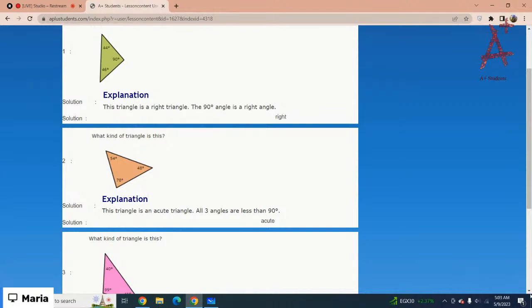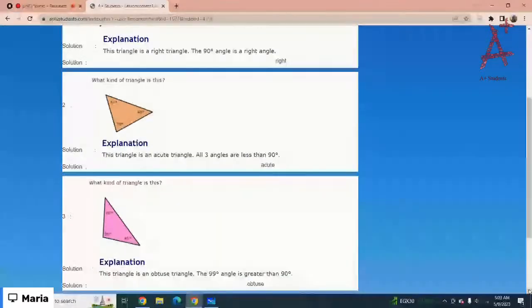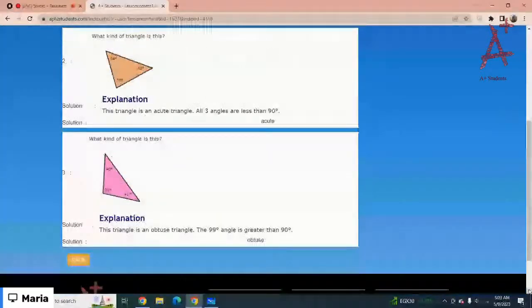Okay, what kind of triangle is this? 40 degrees, 99 degrees, and 41 degrees. So here one of the angles is greater than 90. You can see 99. So whenever you have a triangle in which one of the angles is greater than 90 degrees, the triangle is known as an obtuse triangle. Got it? So we have learned three types of triangle.